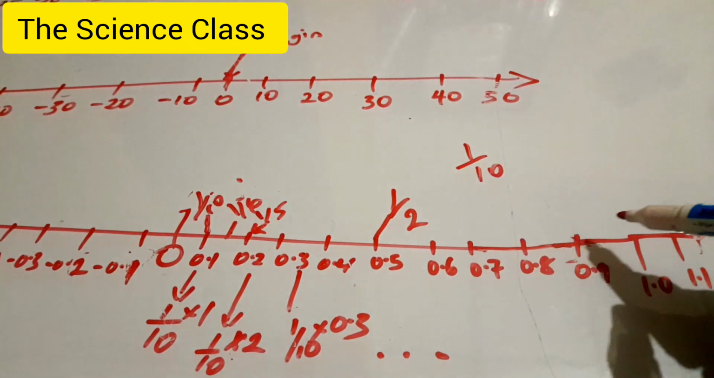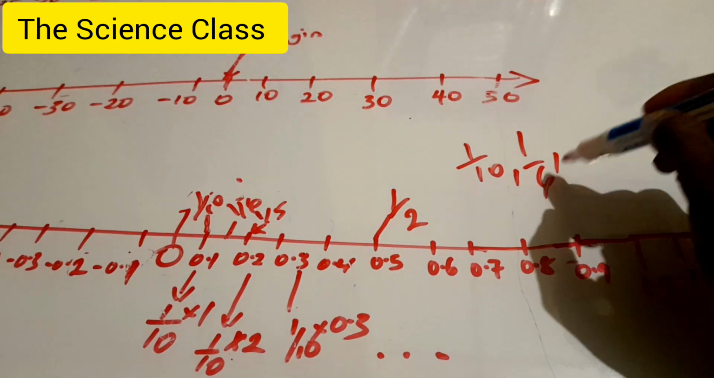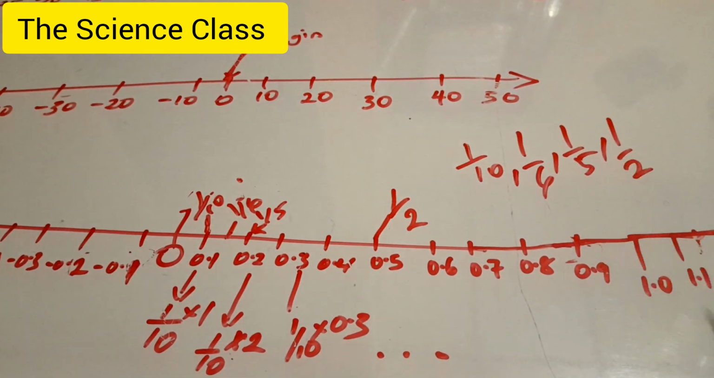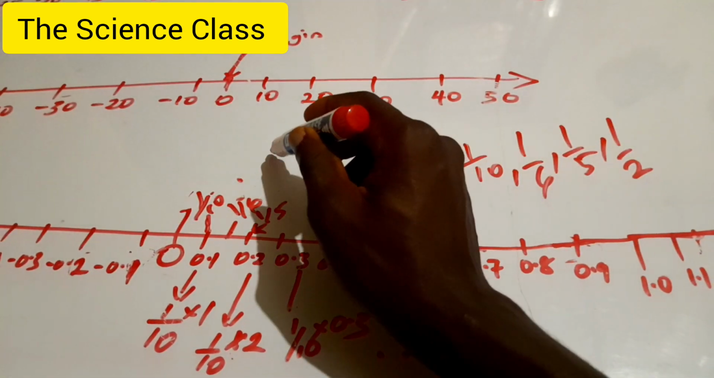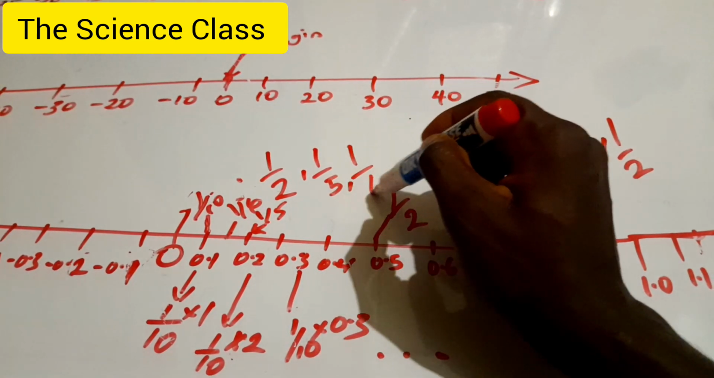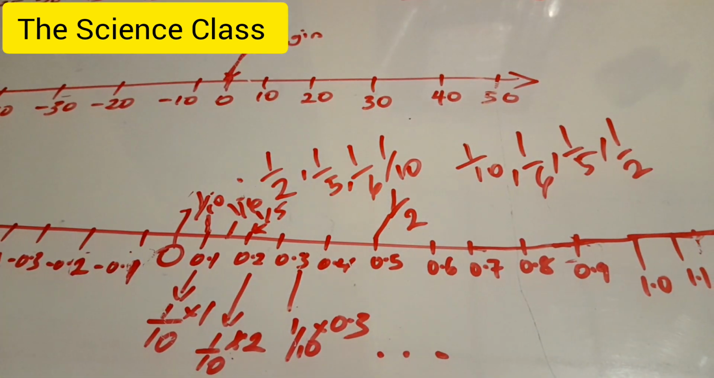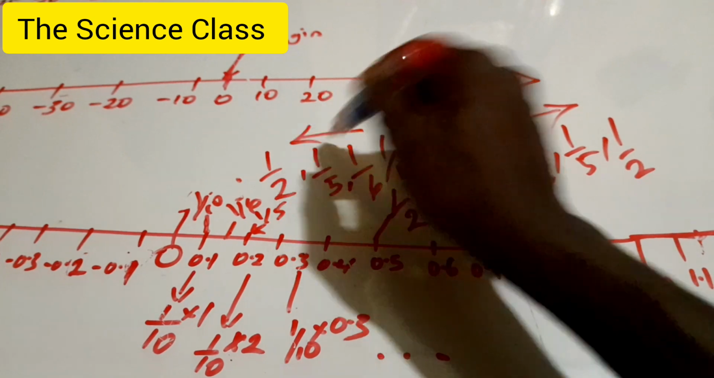So arranging these fractions in ascending order, that means going from the lowest to the highest, will be 1 over 10 followed by 1 over 6 followed by 1 over 5 and followed by 1 over 2. All right, and if we were to change it to descending order, it will just be the reverse. So it's going to be 1 over 2, 1 over 5, 1 over 6, and 1 over 10. So this is ascending order and this is descending order.